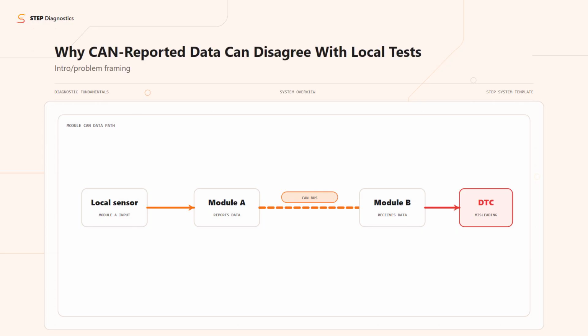Before a fault, most technicians expect SCAN data to match what they see with a DMM or scope. But when the CAN reported value disagrees with local meter readings or symptoms, this points to network, reference, or input circuit issues. It could also signal module logic limitations.